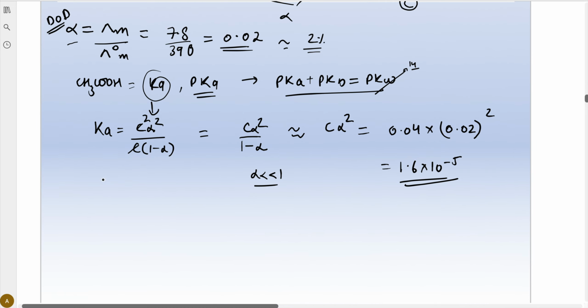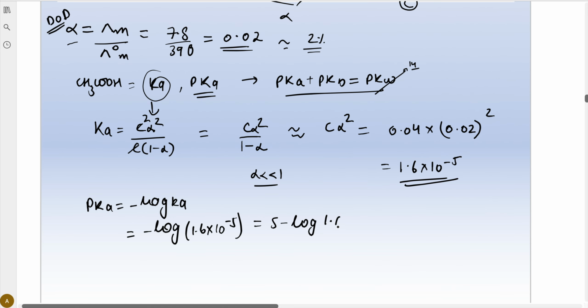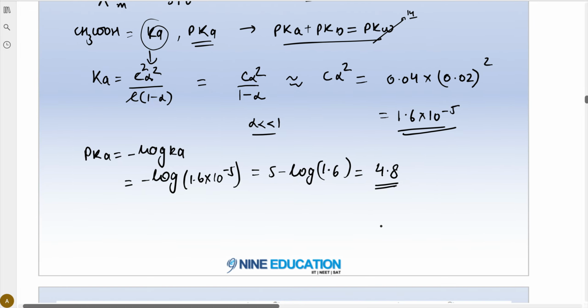Now, you know, the pKa value you can find from minus log of Ka. This one will come as minus log of 1.6 into 10 power minus 5. This much will come as 5 minus log 1.6. And the log 1.6 value we have given to you. This one will come 4.8, approximately 4.79 something, but you take 4.8 from here.